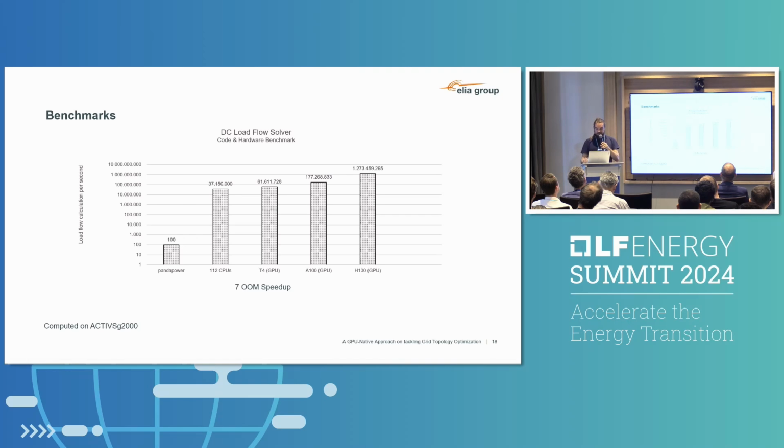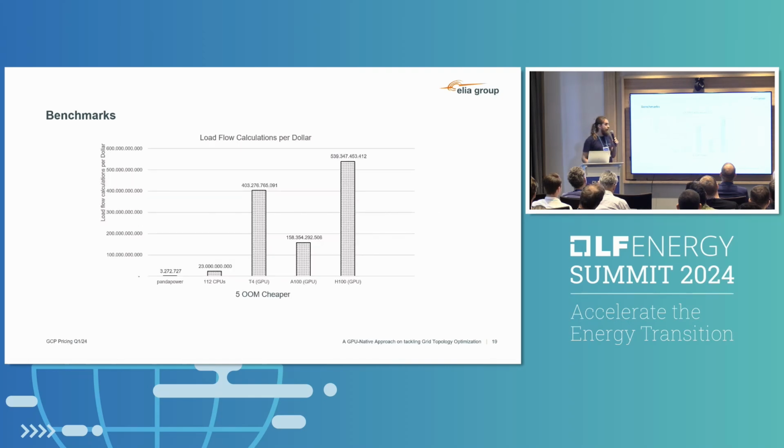Not only are we faster, we are also way cheaper. Shout out to the T4 GPU. Very slow, but super cheap. Like 5 orders of magnitude cheaper to compute load flows. Meaning we have a whole new world at our hands. And for those of you, like the grid planners in the room, the question might be, can I use this? Probably come to us after the talk.